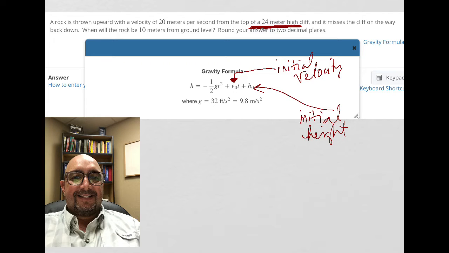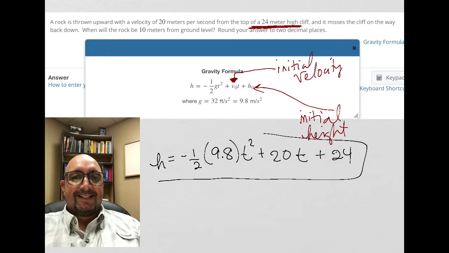Let's put all of this into the formula, and we will get the height equals negative 1/2 times 9.8 times t squared plus 20 times t plus 24. We need to get to this point here. This is just substituting our values into the equation.